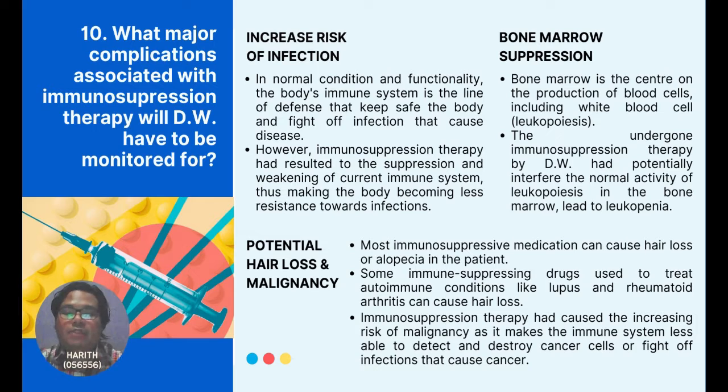Most immunosuppressive medications can cause hair loss or alopecia in the patient. Some immune-suppressing drugs used to treat autoimmune conditions like lupus and rheumatoid arthritis can cause hair loss. Meanwhile, immunosuppression therapy also causes an increased risk of malignancy as it makes the immune system less able to detect and destroy cancer cells or fight off the infections that cause cancer.